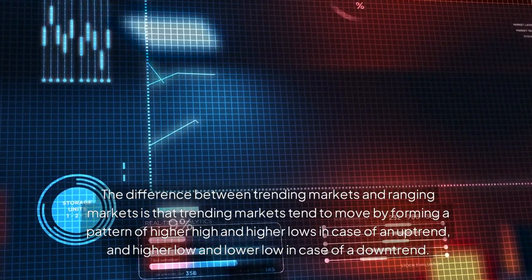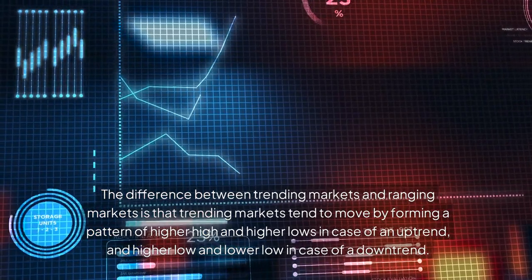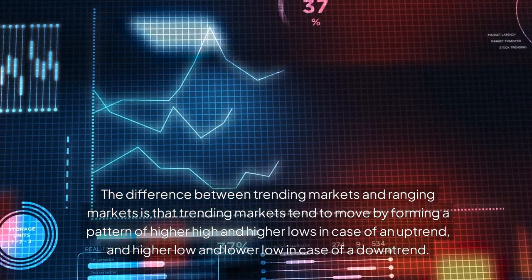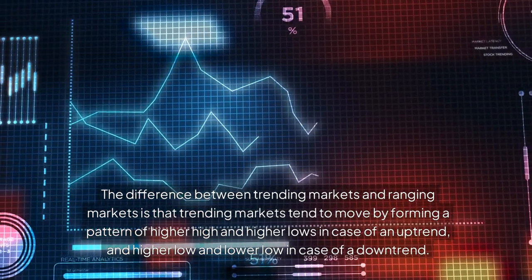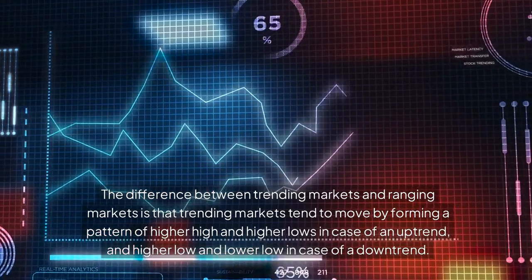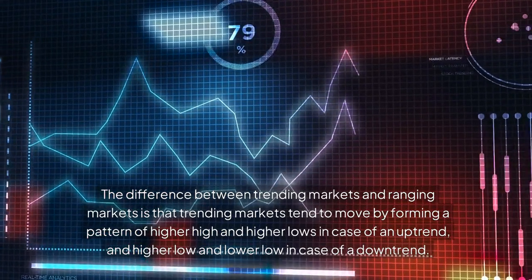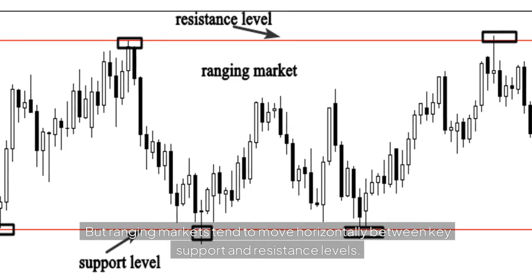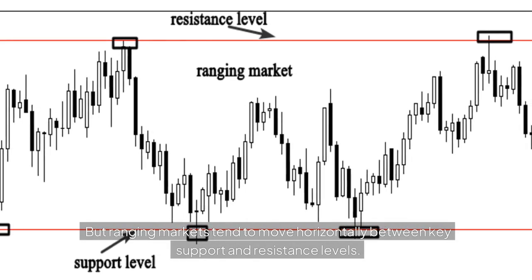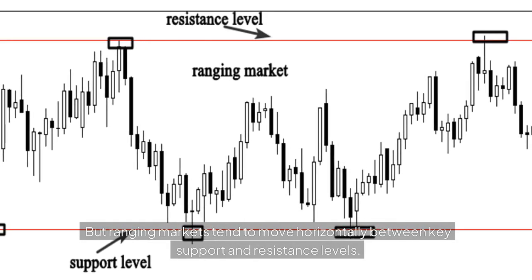The difference between trending markets and ranging markets is that trending markets tend to move by forming a pattern of higher highs and higher lows in case of an uptrend, and lower highs and lower lows in case of a downtrend. But ranging markets tend to move horizontally between key support and resistance levels.